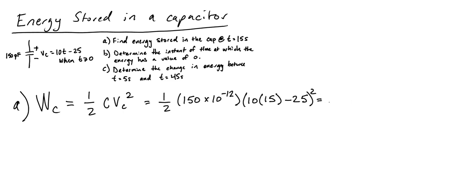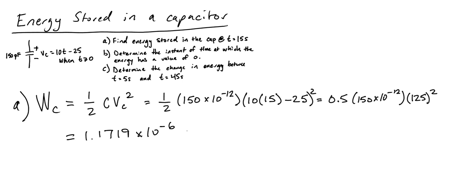Okay, so we can go ahead and rewrite this. I'm going to change this half to 0.5 times 150 times 10 to the minus 12 times 10 times 15 is 150 minus 25. We get 125 squared. And then our final answer is going to be 1.1719 times 10 to the minus 6. And our units are joules.